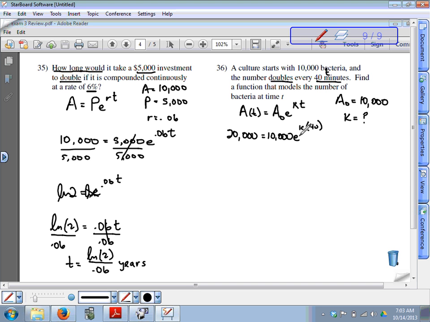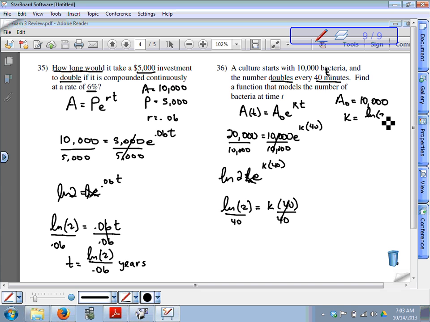And because k is an exponent, we have to solve and get rid of the base. So we're going to divide by 10,000. Two is equal to e to the k times 40. Take the natural log on both sides. Natural log of e cancels out, so we have the natural log of 2 is equal to the k times 40. Divide by 40. So we know the value of k now is equal to the natural log of 2 over 40.